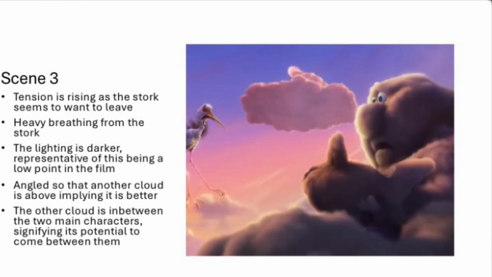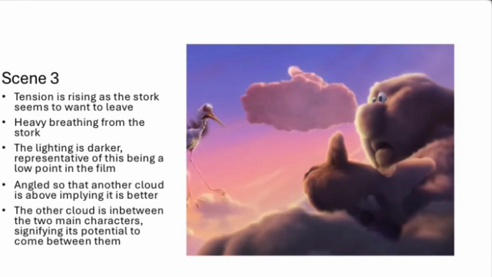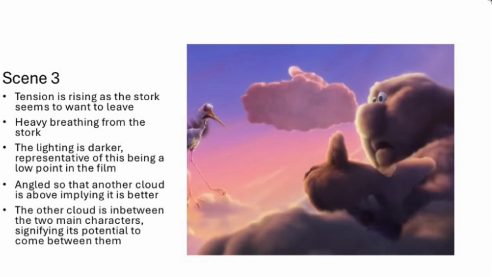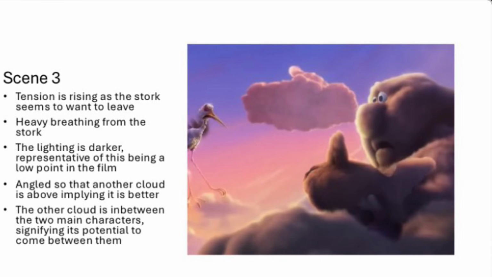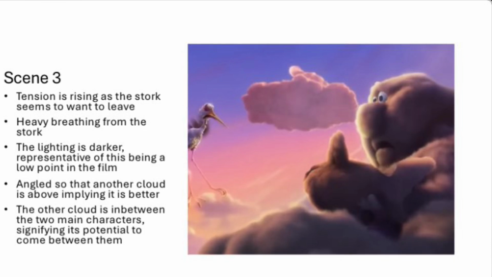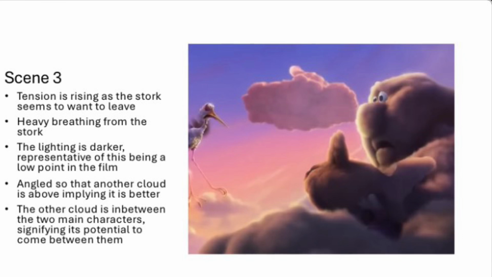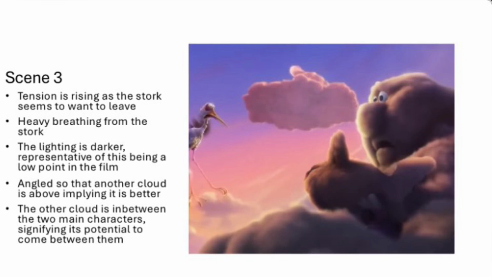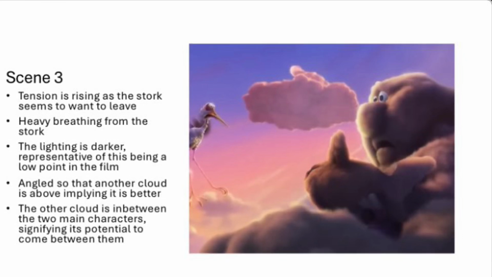It's angled so that this other cloud is distinctly above these two, presenting it as better again, but it's also between our two characters to signify that other clouds can come between this relationship because it's like the grass is greener over there.